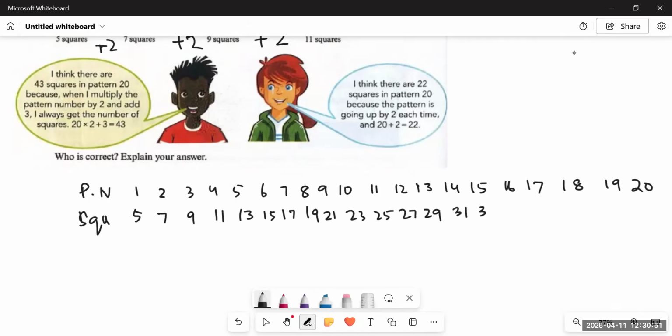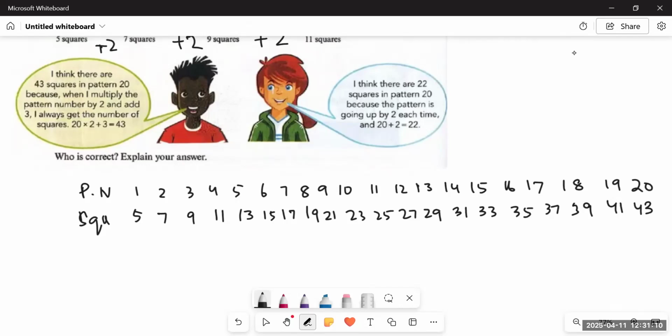31, 33, 35, 37, 39, 41, and 43. So yes, Marcus is correct, absolutely correct that there are 43 squares in pattern number 20.